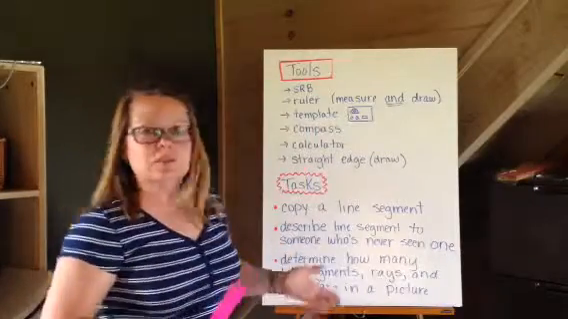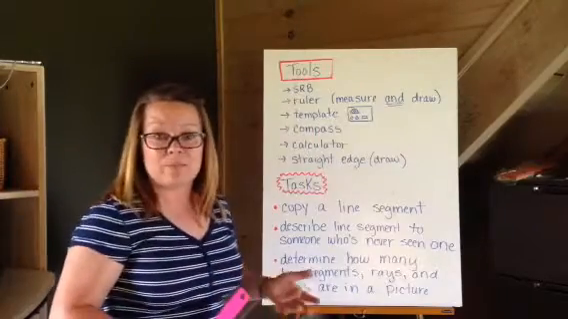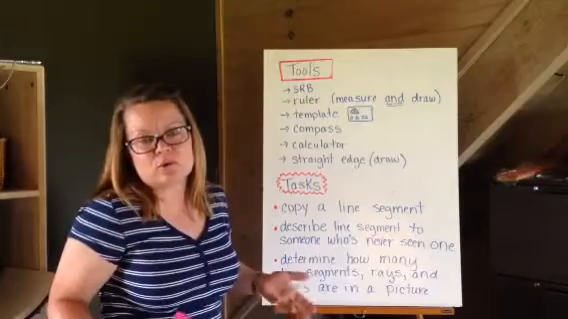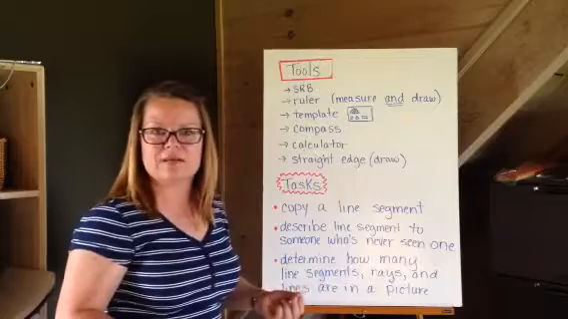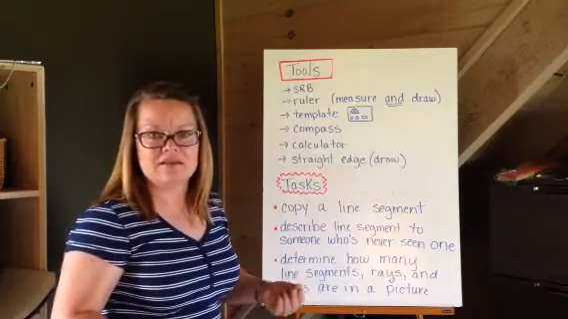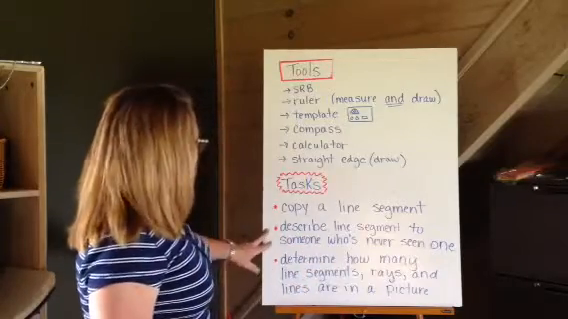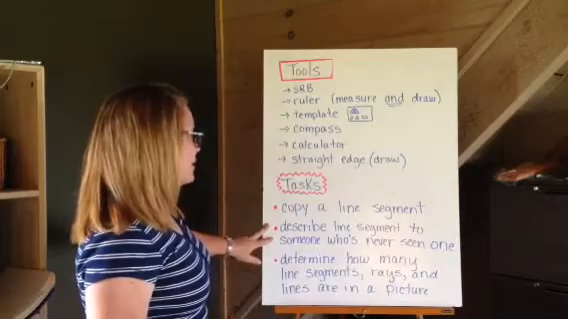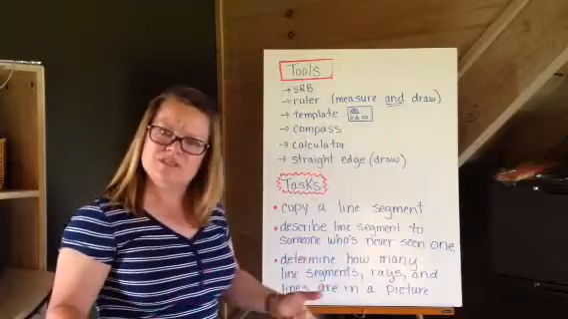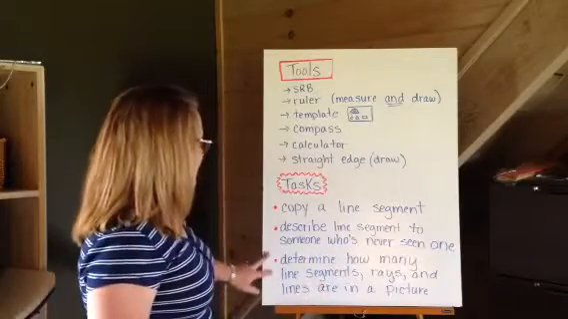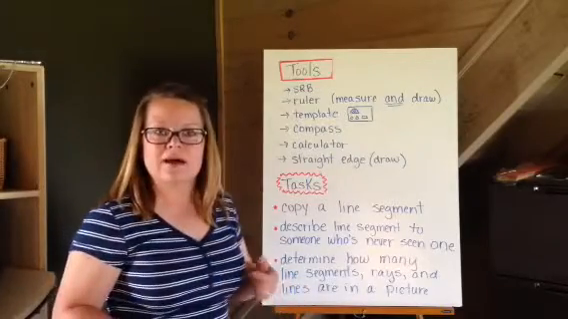What are we going to be doing in this particular lesson? Well, one of the things that you're going to need to be able to do is copy a line segment. Now that sounds simple, but you want to copy it exactly. So you're going to have to think about, how can I make this line segment exactly the same length as the one that I've been given? You're also going to have to be able to describe a line segment to someone that's never seen one. So how would you describe that to someone? And be able to determine how many line segments, rays, and lines are in a picture.